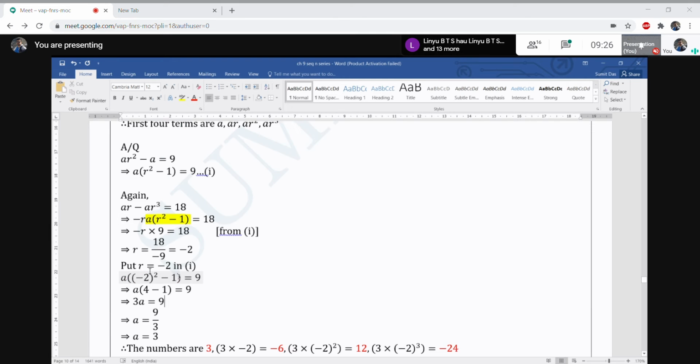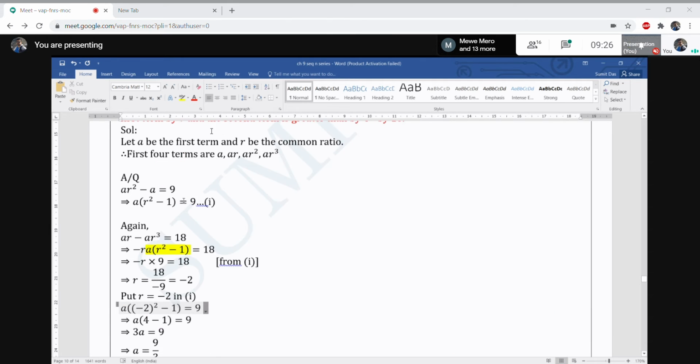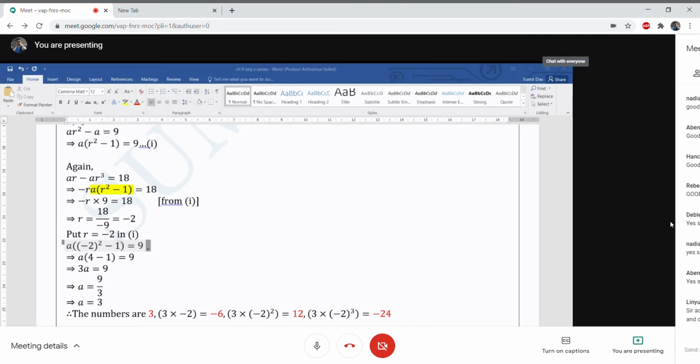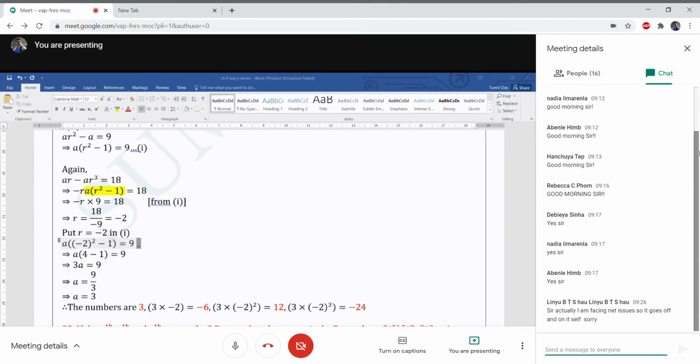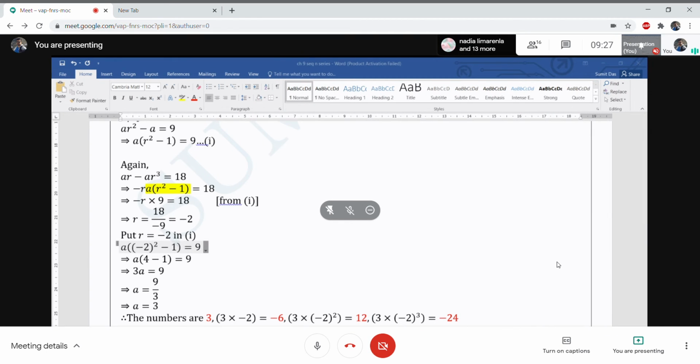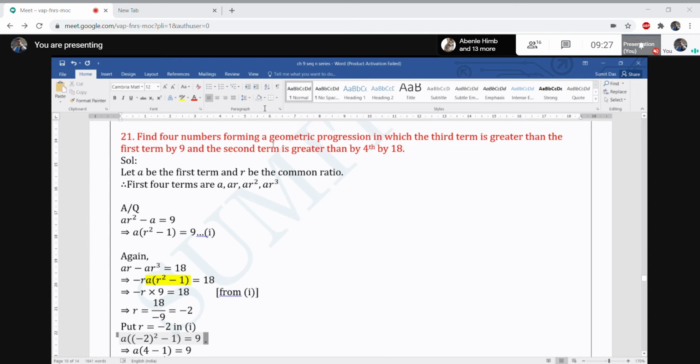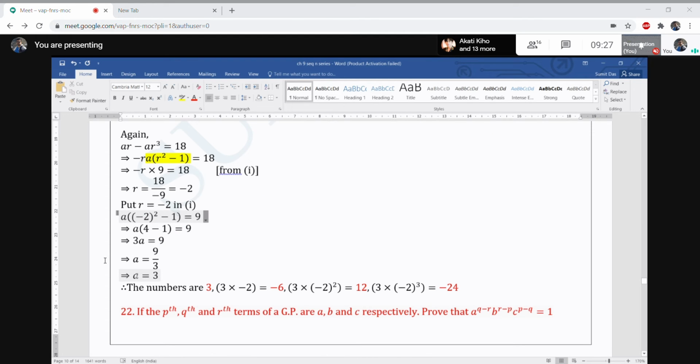So the numbers in the GP will be a, ar, ar square, ar cube: 3, then 3 into minus 2, that is minus 6, then 3 into minus 2 square, that is 12, then 3 into minus 2 cube, that is minus 24. So these are the numbers. Always remember, when the question asks to find the four numbers, after finding a and r, that means first term and common ratio, you have to write the GP. You can't conclude the question here. You have to write the numbers which are in GP.